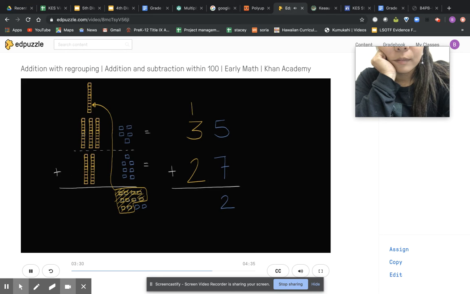We have 1 ten plus 3 tens plus 2 tens. Well, what's that going to be? Well, that's going to be 6 tens. 1 plus 3 plus 2 is 6.